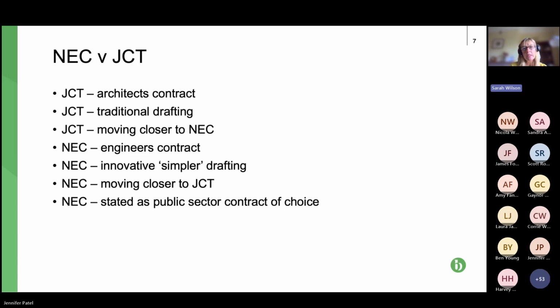Gradually, the two contracts are in some respects moving closer together, and we'll see a couple of examples of that today. But bear in mind that the NEC contract a number of years ago was designated as the public sector contract of choice. And traditionally in construction, there's been a reluctance to particularly notify claims for extra time, extra money through the course of the works, and quite often it's seen as being too commercial.